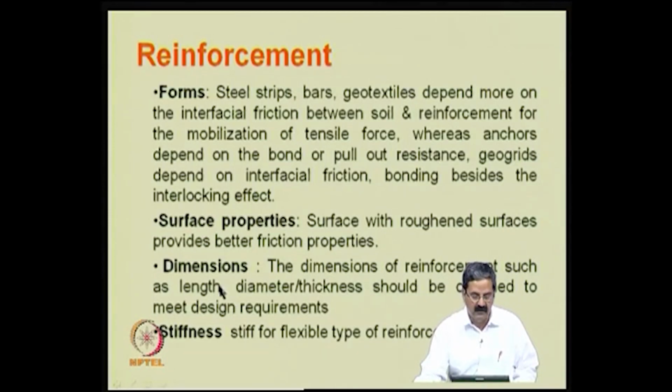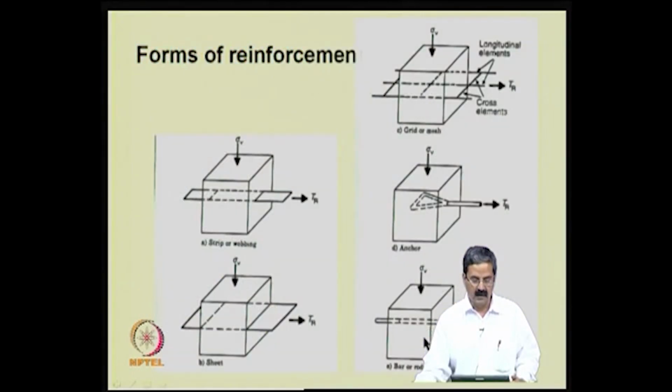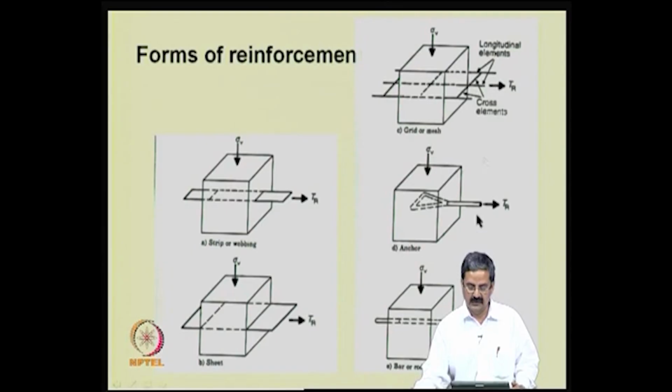Dimensions of the reinforcement are very important because the length, thickness and diameter should be obtained. You have to see what is required for you, and then you can get it from the manufacturing agency and put it. They come in some standard lengths. Stiffness is also very important. So forms of reinforcement, as I said, can be a strip, a sheet, or a grid, like I will just show you. Then it can be an anchor, where you have a reinforcement and put an anchor inside. It can be just a simple bar, like a reinforcement bar.